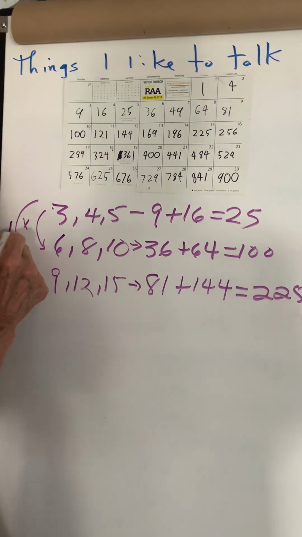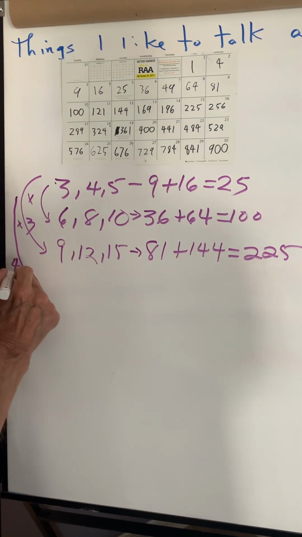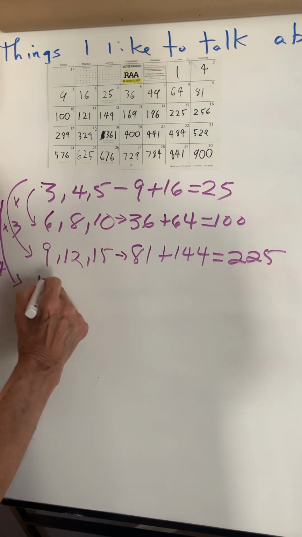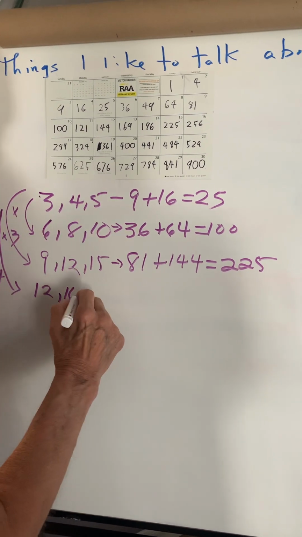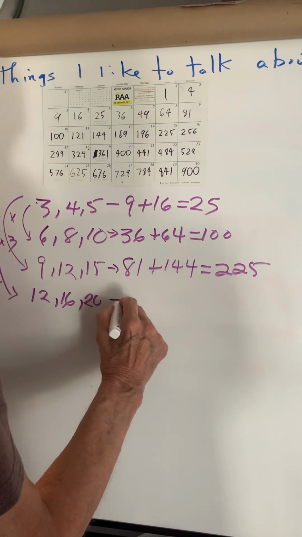Now I can multiply by 3, by 4. And 4 times 3 is 12. 4 times 4 is 16. And 4 times 5 is 20. Okay, and it keeps going.